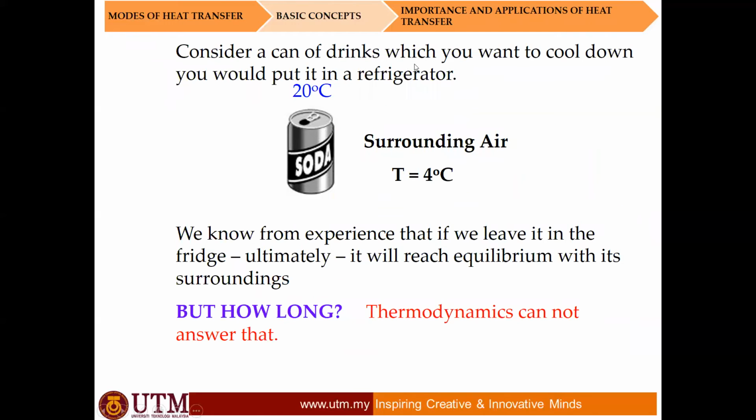Consider a can of drink which you want to cool down. You buy a can of drink at 20 degrees C and put it in the fridge. Your fridge temperature is 4 degrees C. We know from experience that if we leave it in the fridge, ultimately it will reach equilibrium with its surroundings. If you place your soda in your refrigerator, eventually the temperature will reach 4 degrees C. But how long does it take? Thermodynamics cannot answer that. That's why we need heat transfer.